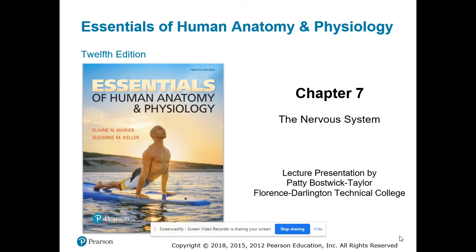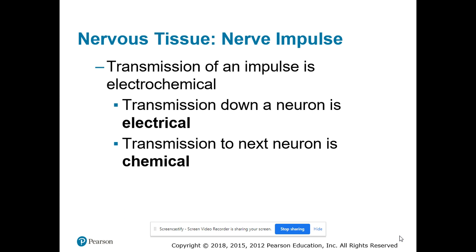Hey everyone, we're going to continue on with our nervous system physiology about how nerve impulses are sent. In the last lesson, we talked about how the transmission of a nerve impulse is considered electrochemical. There's an electrical aspect as it travels down a neuron, and then there's a chemical aspect because we use neurotransmitters to go from one neuron to the next neuron.